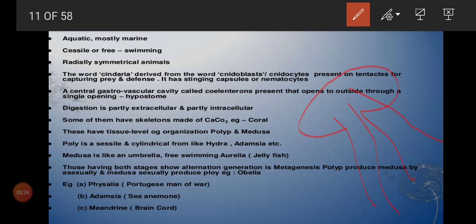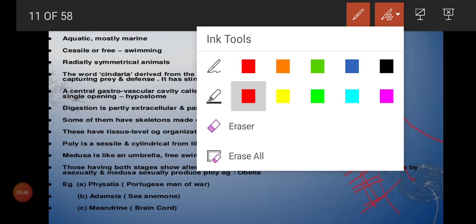So this is the tentacles, where we can see the inside. When we take a cross section, we can see the cnidoplast. So what does this cnidoplast contain? Stinging capsules, or nematocytes. This will help to create a stinging sensation, thereby it will escape from the predators. Is that clear, children?